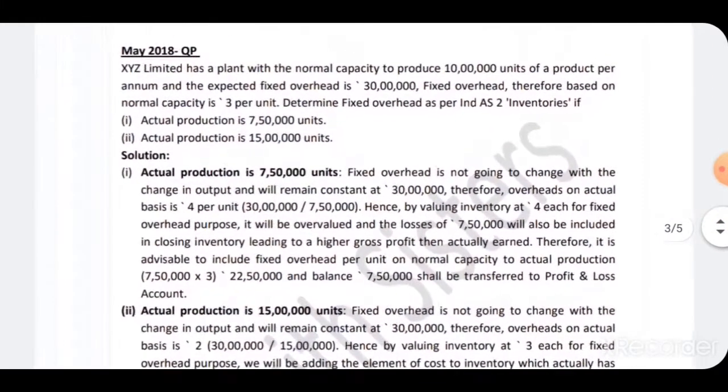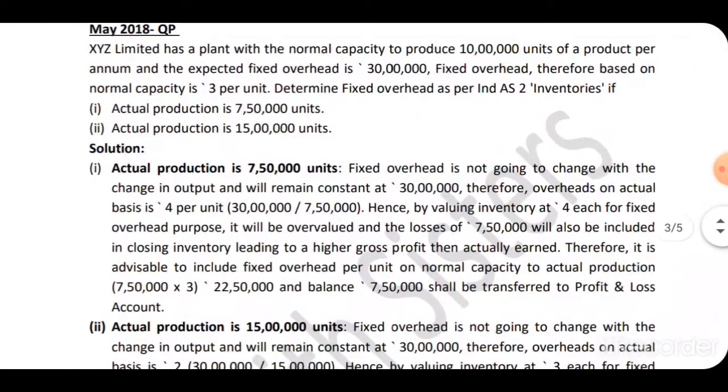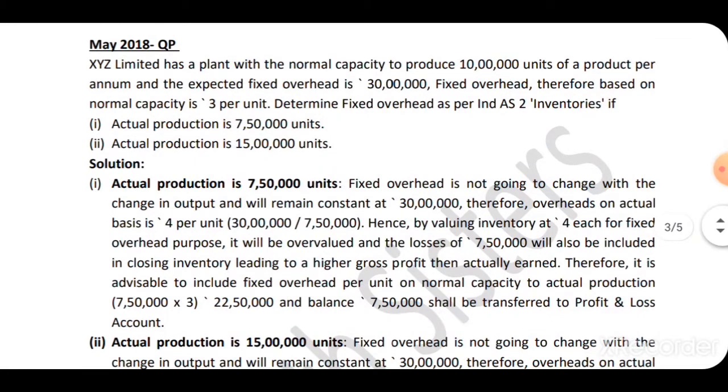Come, let's do this May 2018 question paper. This question has been asked. Let's read the question. XYZ Limited has a plant with a normal capacity to produce 10 lakh units of a product per annum, and the expected fixed overheads is 30 lakh rupees. Fixed overhead, therefore, based on normal capacity is rupees 3 per unit.